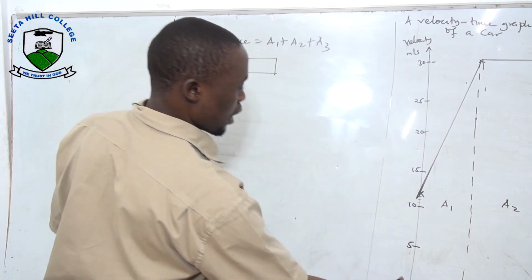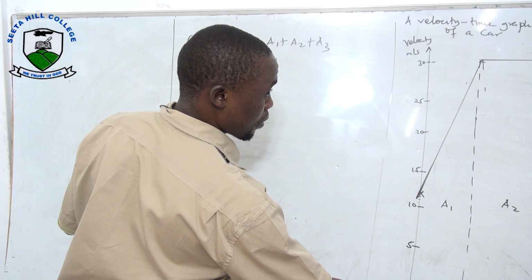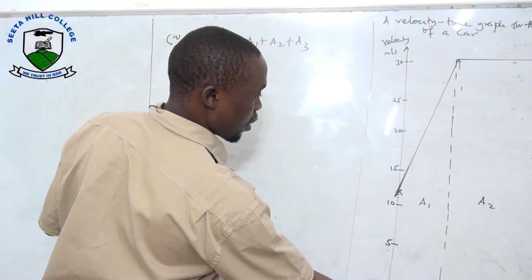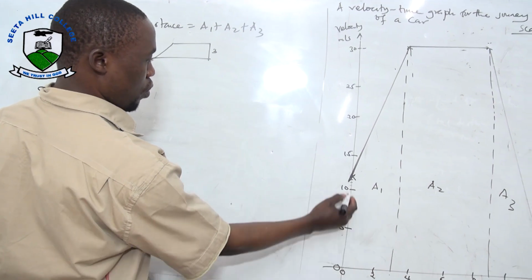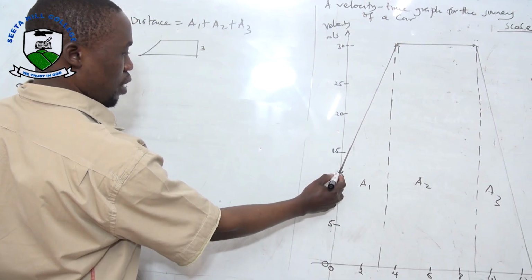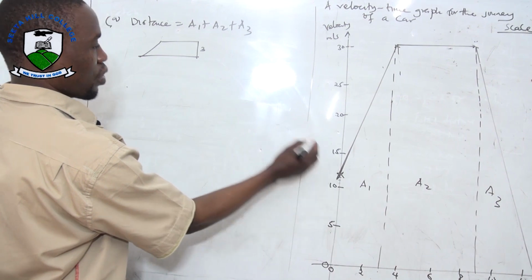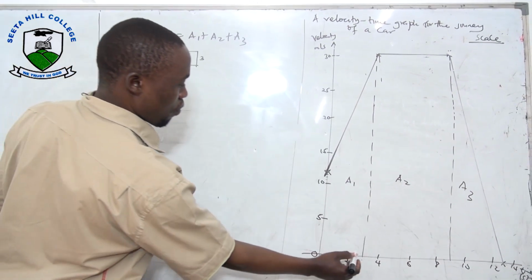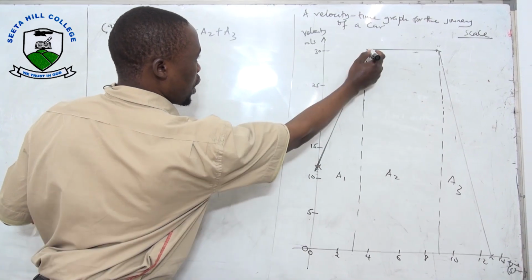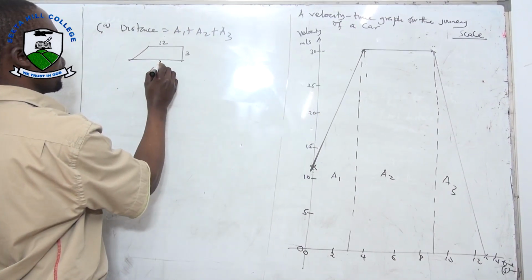You see that the height is 3. Yes, this was 3. Then from here to here was 12, not so? Yes, this is 12. Then from here to here is 30.